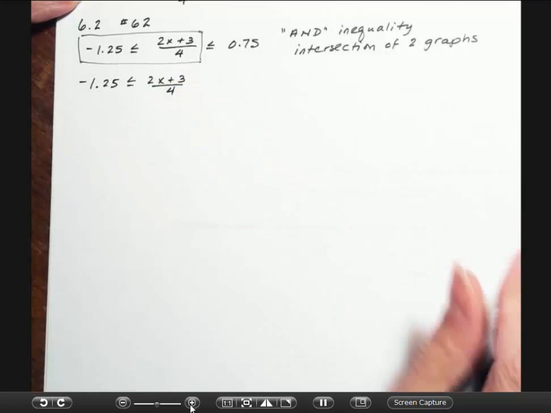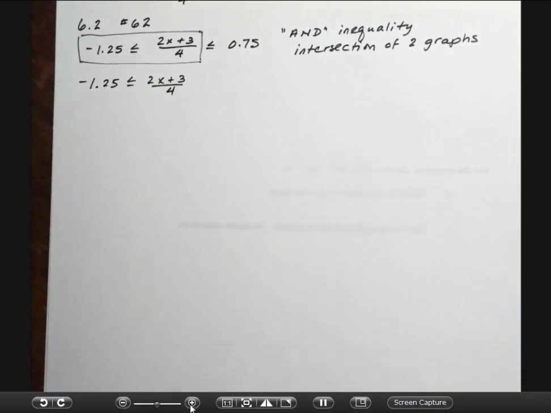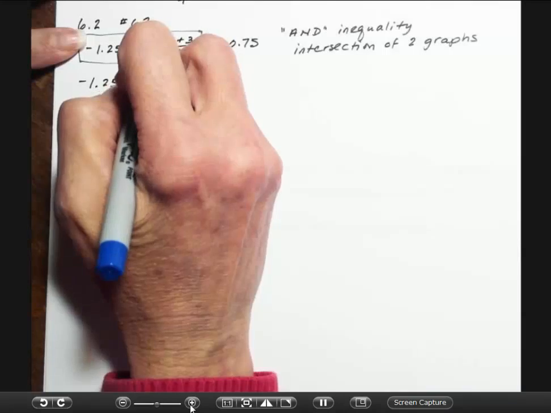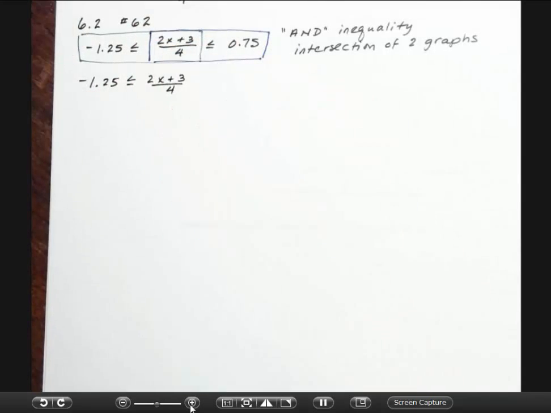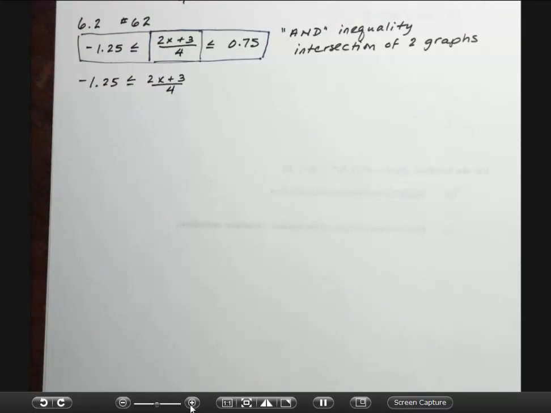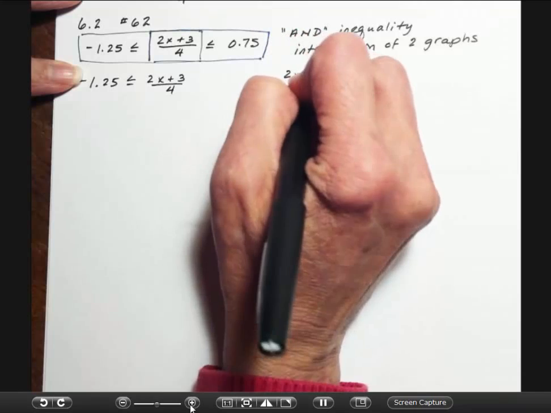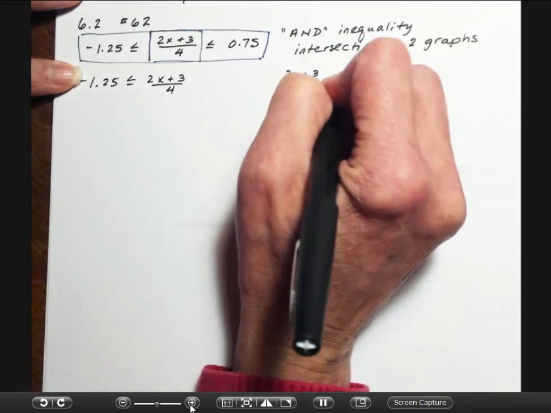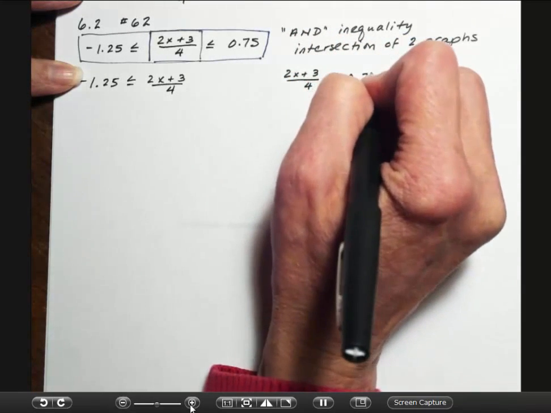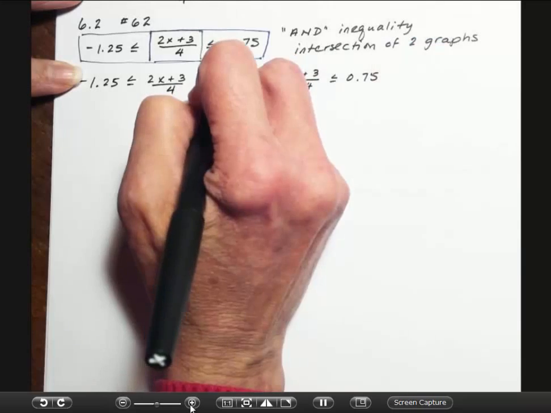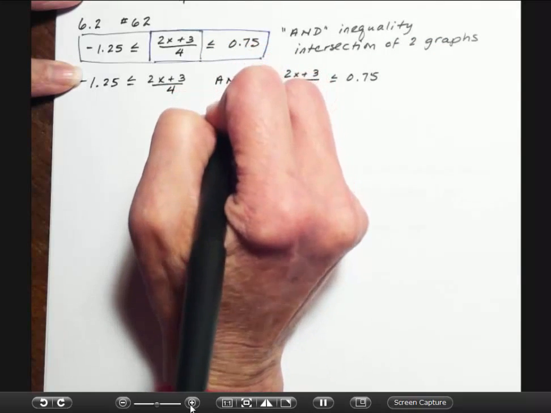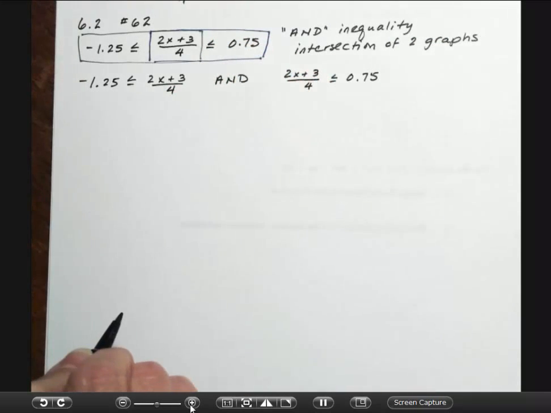And then I'm going to write another inequality, and the other inequality is again going to include that middle expression with the right-hand expression. So I'm going to have (2x plus 3) over 4 is less than or equal to 0.75. And then I want to make sure that I put the word and in between, so I remind myself later on that that's what I'm going to be looking for.